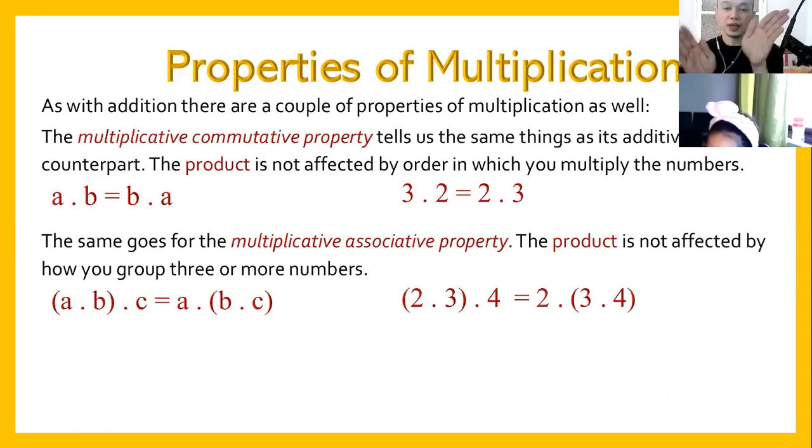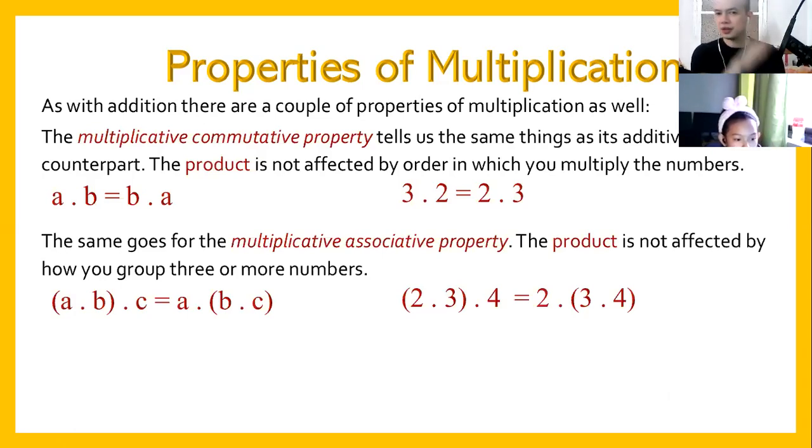Or you exchange it to 4 times 6. What is 4 times 6? A while ago you memorized it. 4 times 6 is 24. Yay! So 4 times 6 is 24, the same as 6 times 4. That's the multiplicative commutative property. So 6 times 4 is 24.